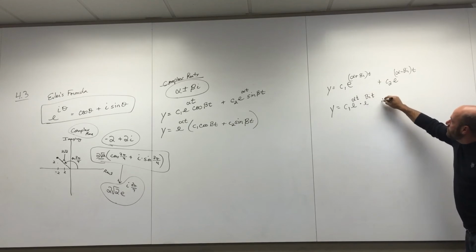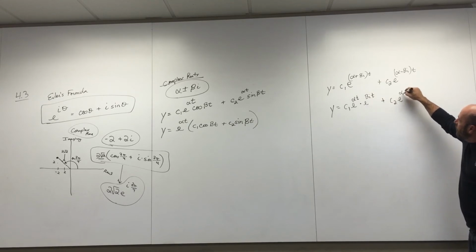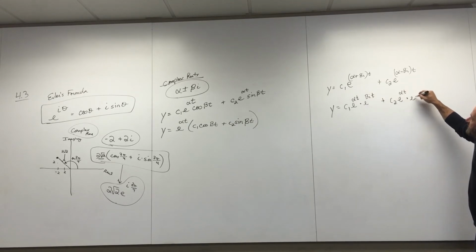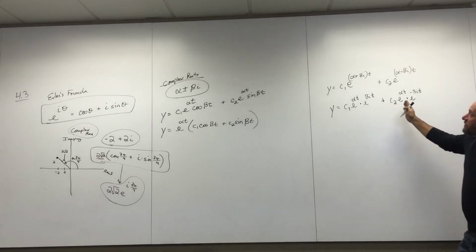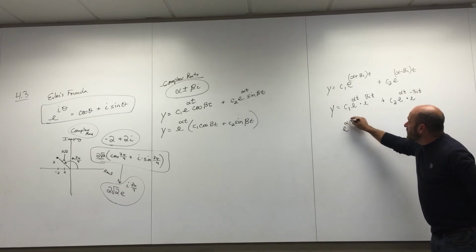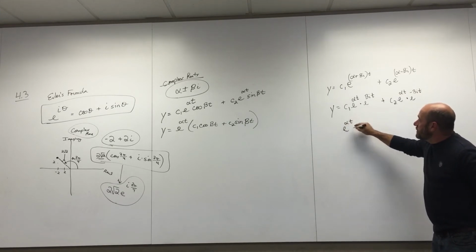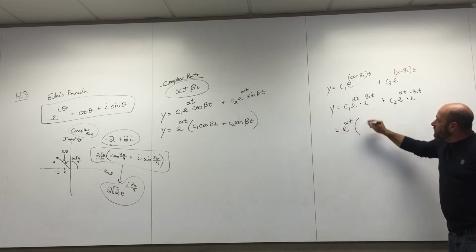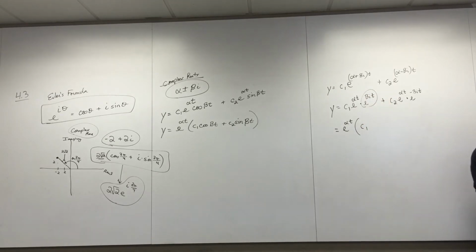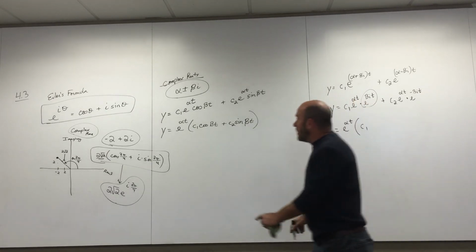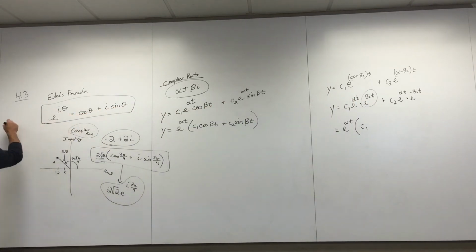Okay, so now let's move over here. C2 e to the alpha t times e to the negative beta i t. All right, so now I'll factor out that e to the alpha t. I'm going to factor out that e to the alpha t, and I'm left with C1. Now watch this. I'm left with this e to the beta i t. According to this formula, e to the beta i t.